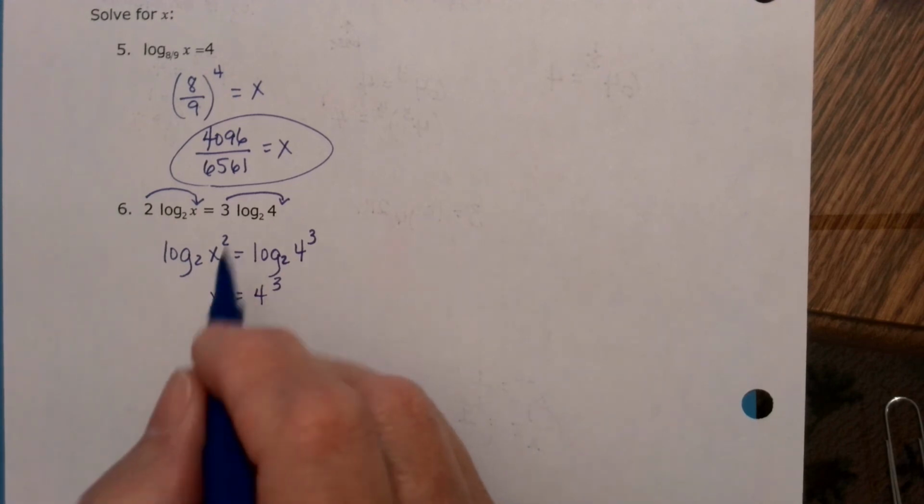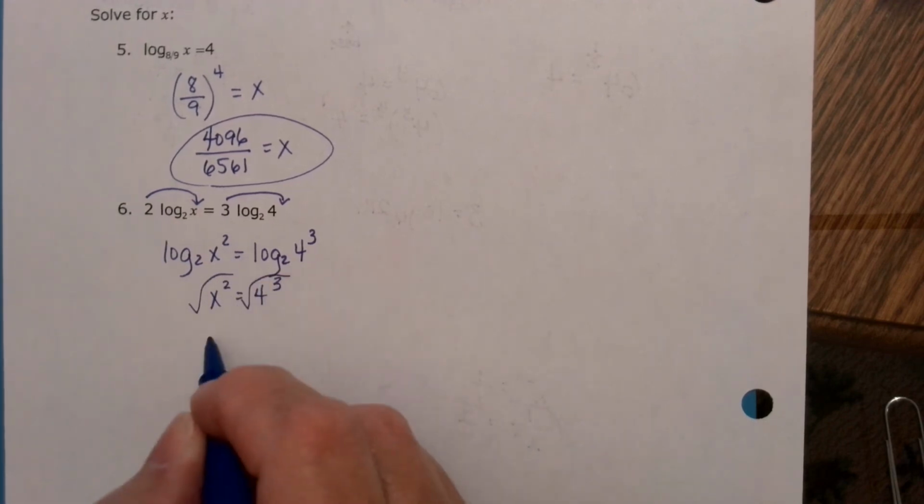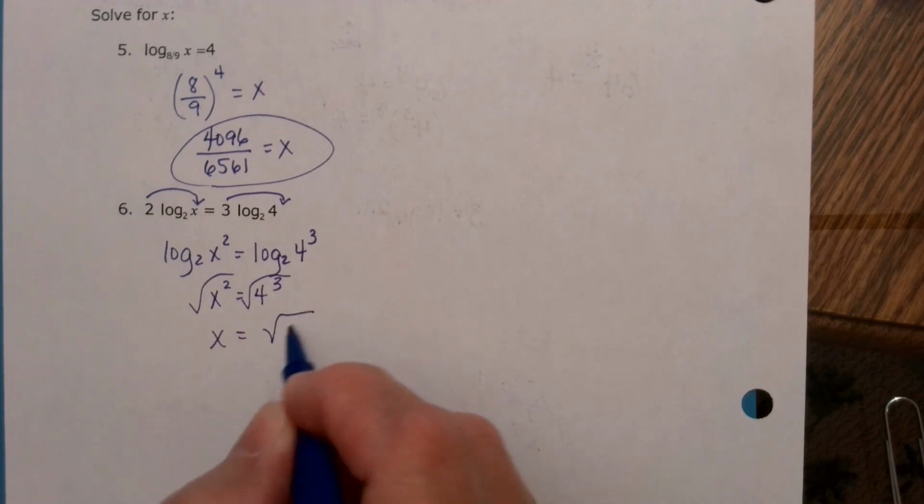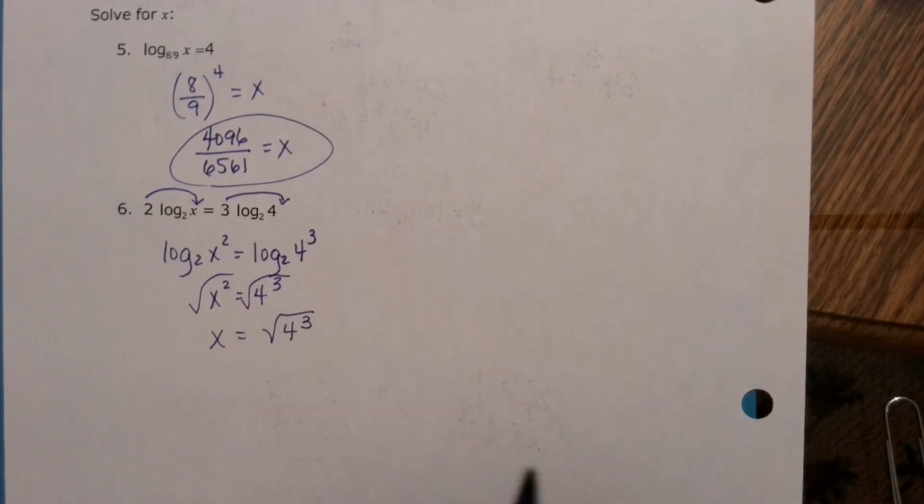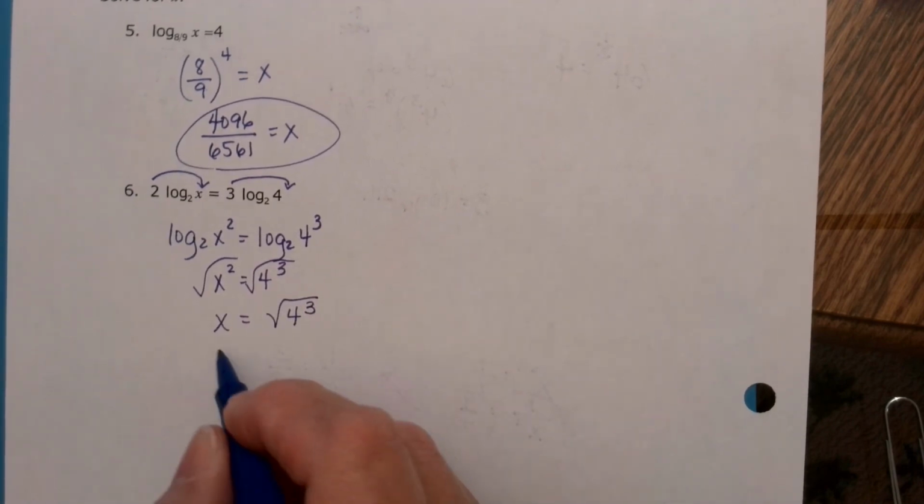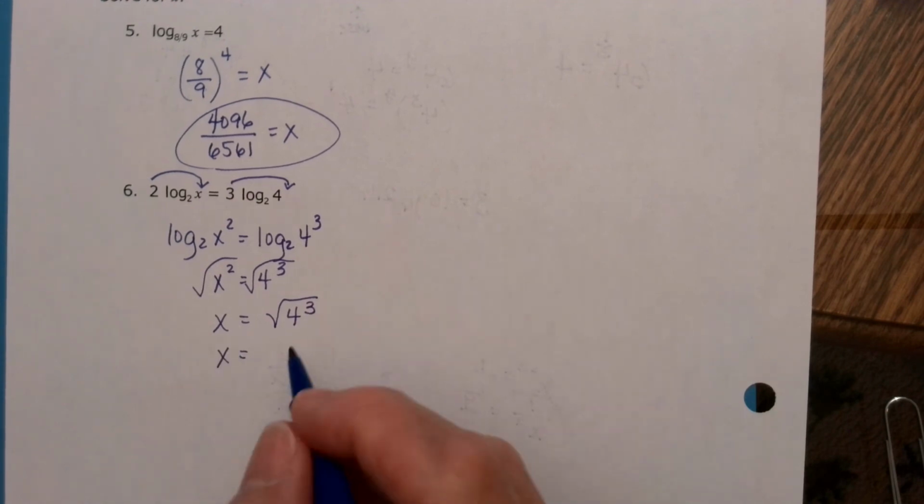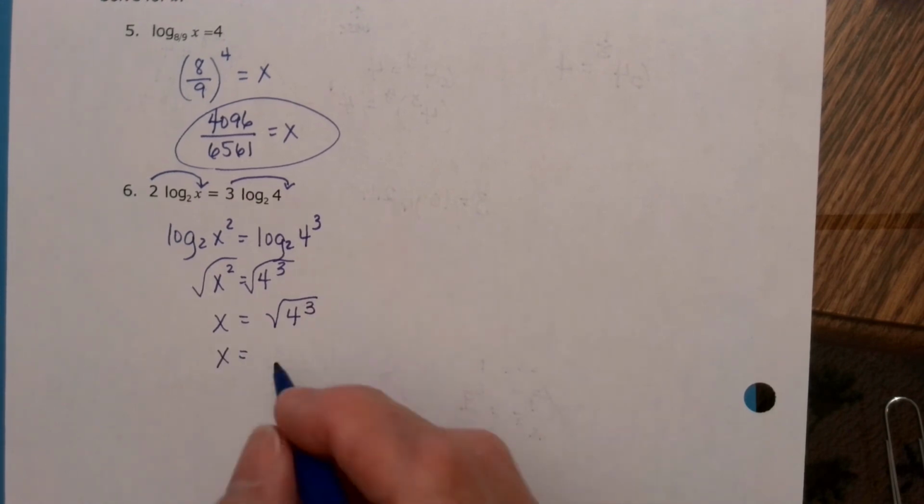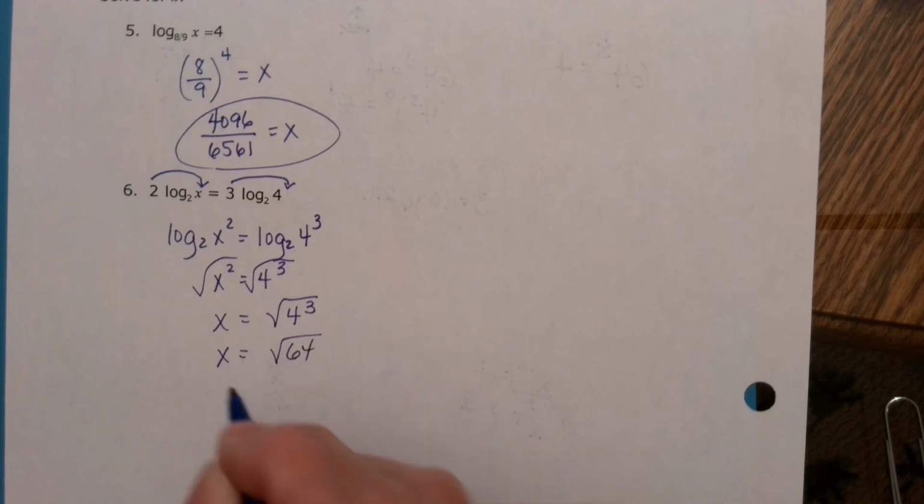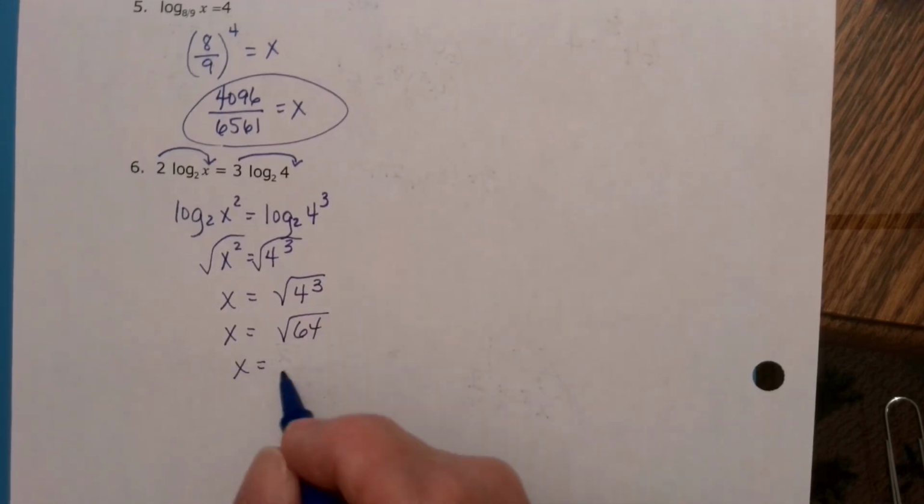So if I want to find what x is, I'm going to take the square root of both sides. So I have the square root of 4 to the 3rd. So what is that? Well, what's 4 to the 3rd is what you need to think about. Well, that's 64. So what's the square root of 64? It's 8.